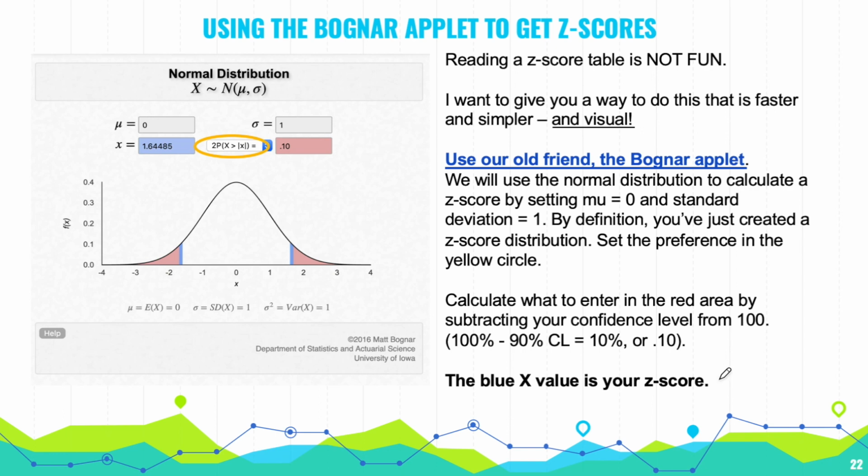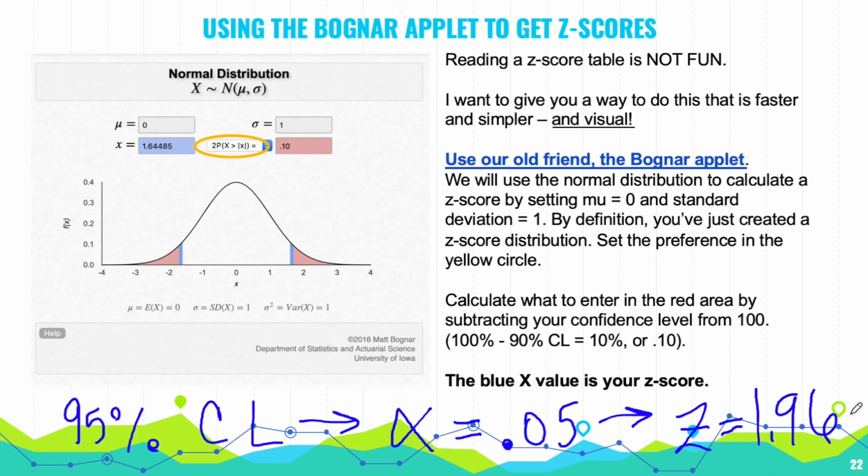So I want you to test, go to the Bogner applet yourself, and let's calculate a confidence interval of 95%. So here you'll put 0.05 in the red box, and then see what returns here in the blue box, x. I'll give you a second to do it. Did you get z equals 1.96? Exactly, it's almost 2. It's not quite exactly 2. Our 95% confidence level means that we have an alpha in proportion form of 0.05. That's what you enter into this box. And when you click away, you will get a z-score of 1.96. Awesome, that's what we're going to use to calculate our confidence interval.